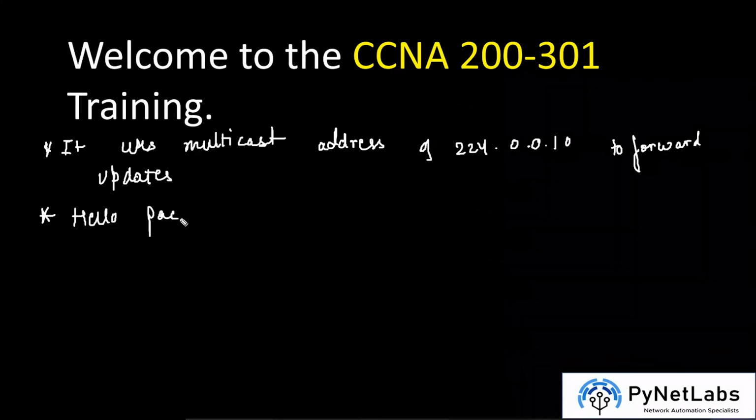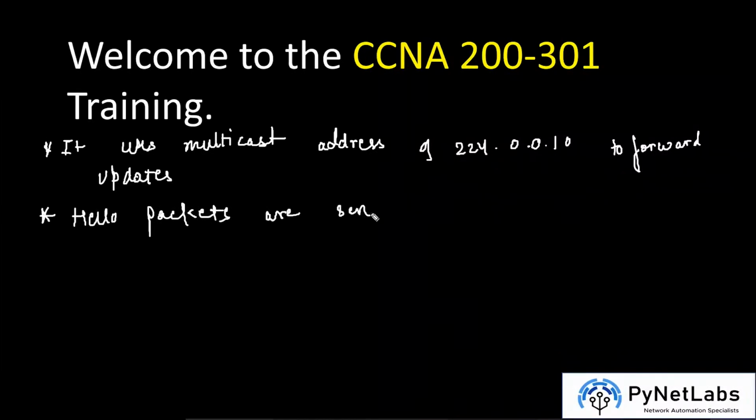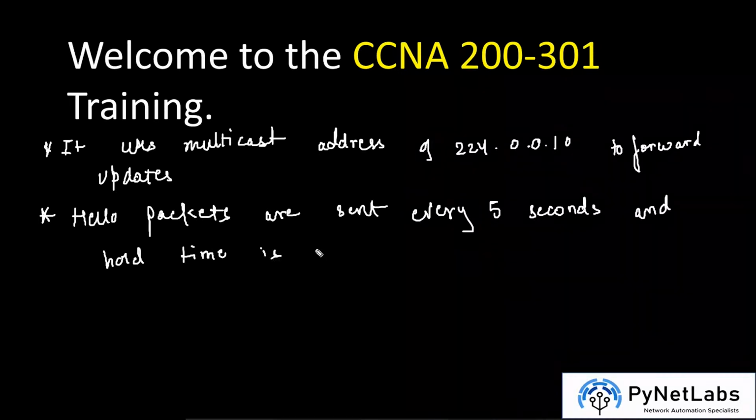So in EIGRP, hello packets are sent every 5 seconds and hold time is 15 seconds.